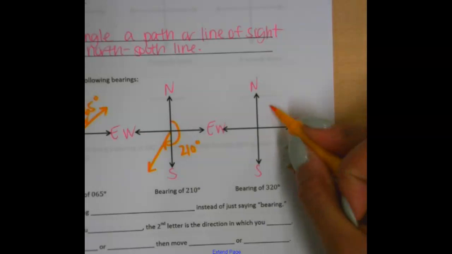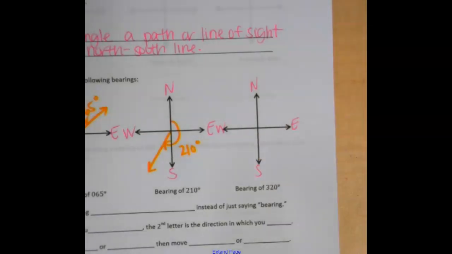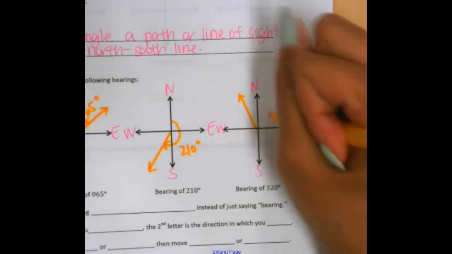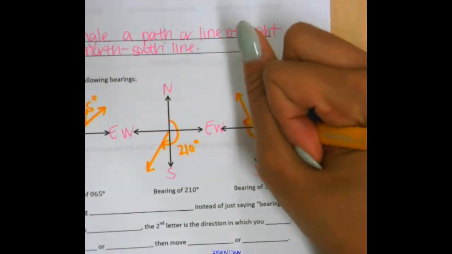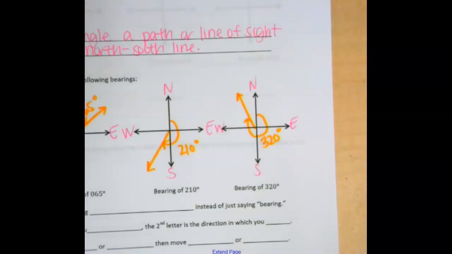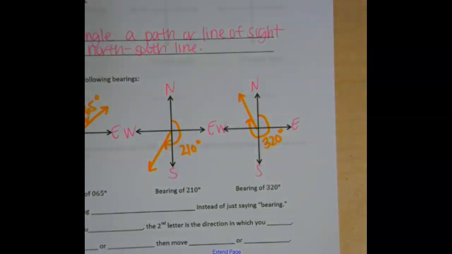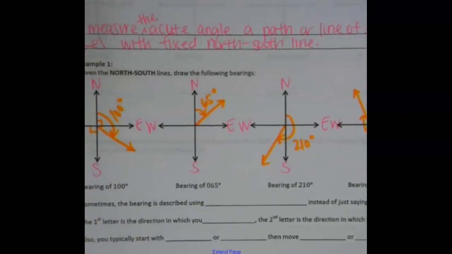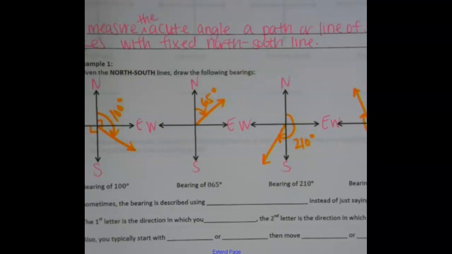320, is it going to be in the first, second, third, or fourth quadrant? Fourth. It's going to be somewhere up here, probably close to that north line. So this will be all the way around. This will go 320 degrees. All right, perfect. So for this top part right here, this is just bearing. So it's telling you if you're starting from a north direction, where you would go around your little compass.